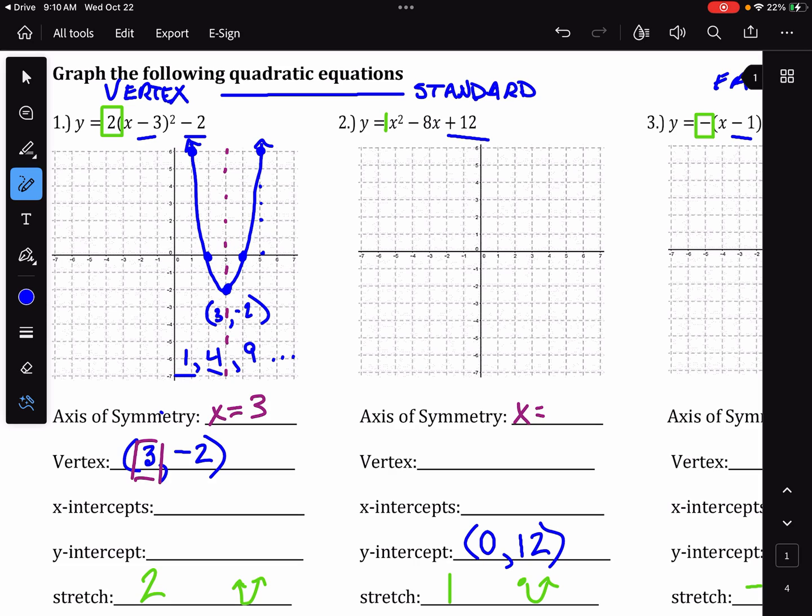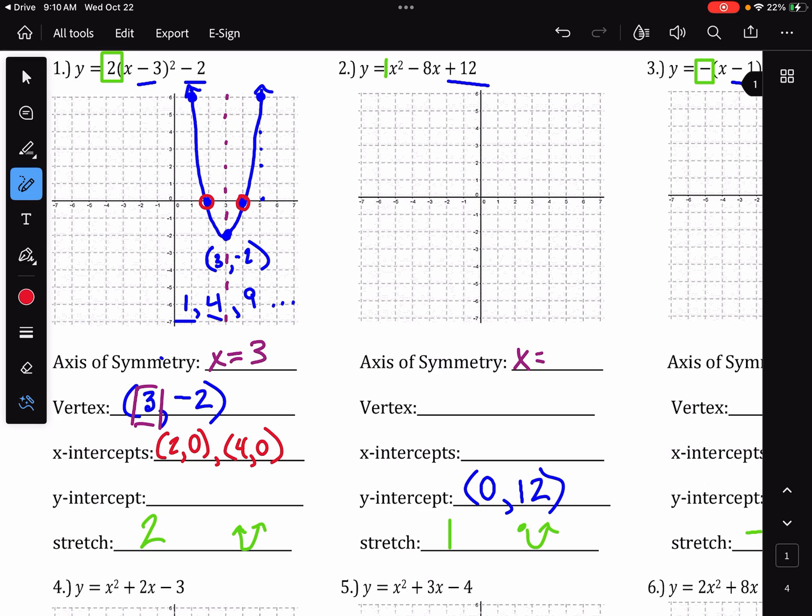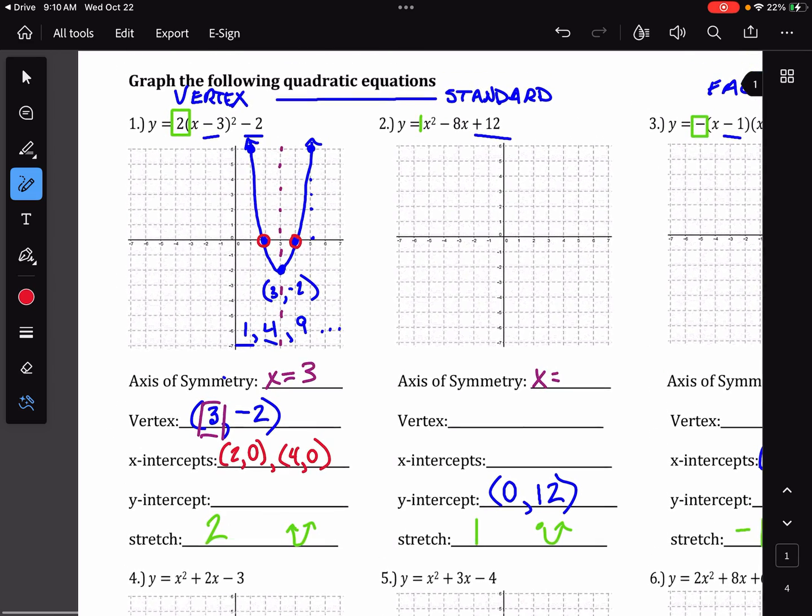All right. And now we can see that our x-intercepts happen at +2 and +4. That's where it's crossing the x-axis. So (2, 0) and (4, 0). Our y-intercept, we can't see it on the graph. It's not big enough, so our graph space isn't big enough.